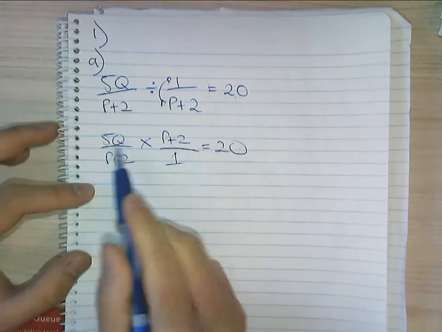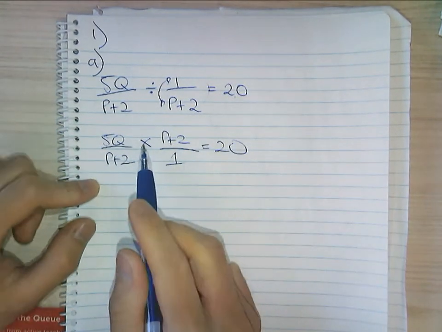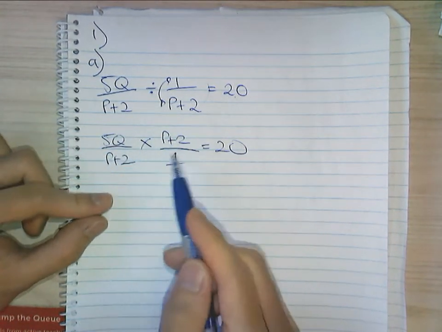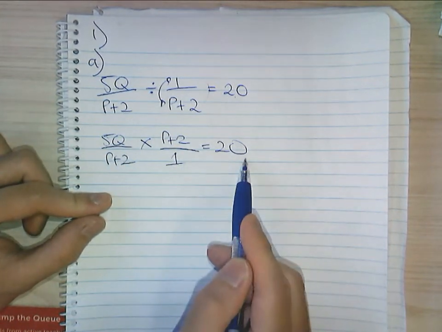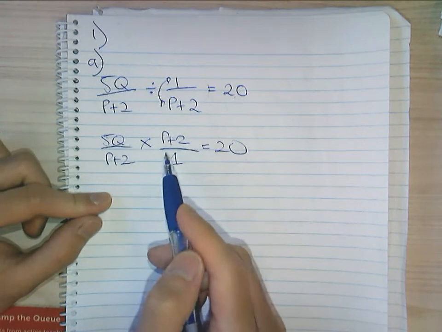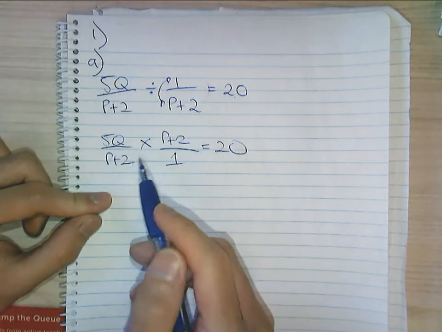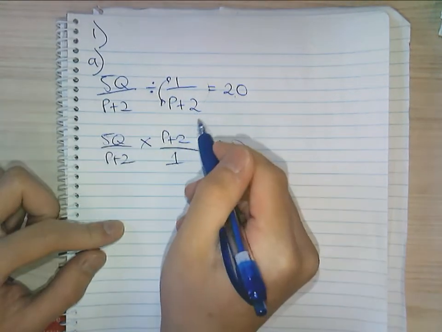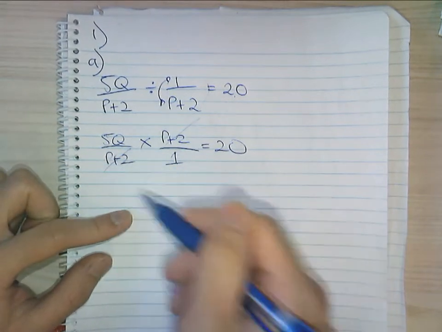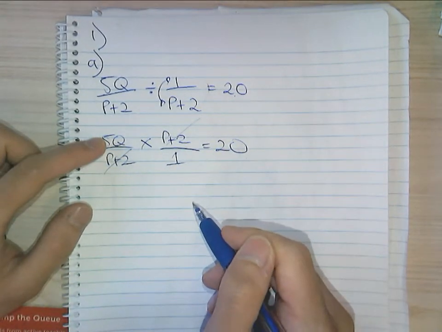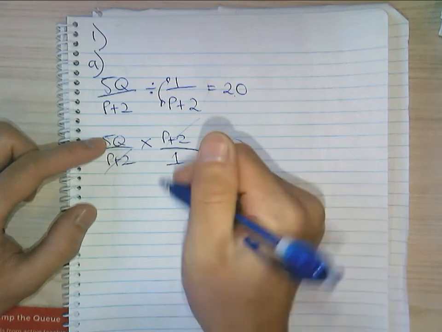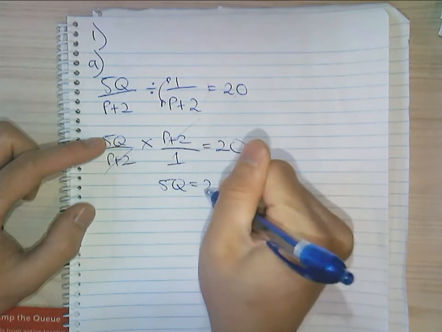When it is a multiplication problem, it's easier to solve because you just multiply the top, divided by the multiplication of the bottom, is equal to 20. In this case, we don't even have to do that because there's some cancelling we can do. We've got p plus 2 on the top, which you can cancel with the p plus 2 at the bottom, leaving just whatever is remaining. So we've got 5q over 1 equals 20, or essentially just 5q is equal to 20.